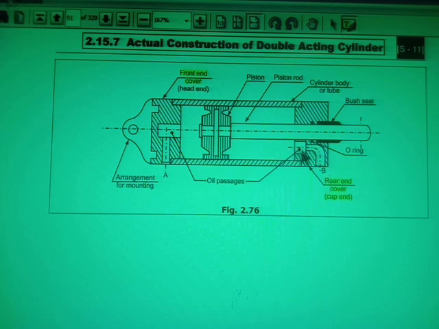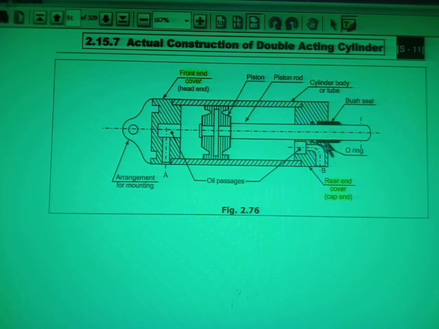So that is the passage for the oil. From here the oil will go into the cylinder, and from here also the oil will go into the cylinder. And this is actually the piston of the cylinder. So this is the piston of the cylinder, and this is the piston rod.